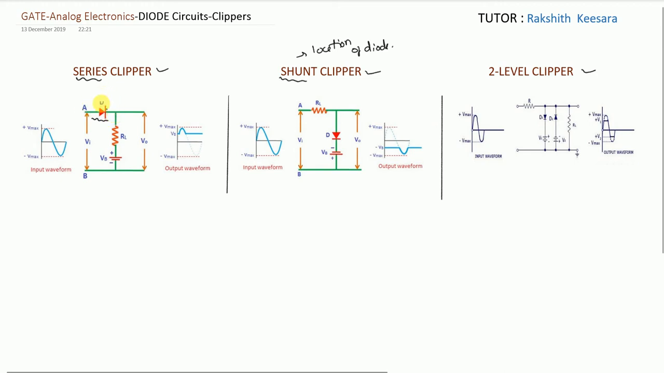So now what I will do is, I will analyze series clipper and I will analyze shunt clipper. So you can tell directly the answer of two-level clipper. So first we will analyze the series clipper. So it is the basic diode circuit guys. This is the input voltage we are applying. So if you are watching my videos from the starting, what is the first step we should do? Yes, open circuiting the diode. So I have drawn the equivalent circuit guys here. This is the first step we should do.